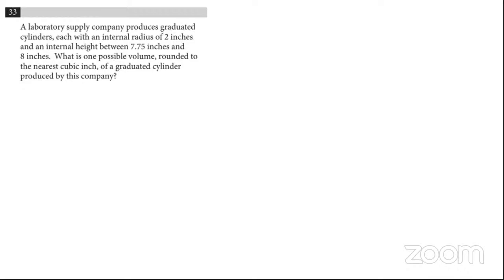Let's go at it again. What we are given is graduated cylinders, each with an internal radius of 2 inches. So the internal radius is 2 inches, and the internal height of these cylinders lies between 7.7 inches and 8 inches. Cool. So we are asked to find one possible volume. Since there is a range in the internal height, the possible volume lies within a range. So we have to find that range. Any integer in between will be a possible solution.